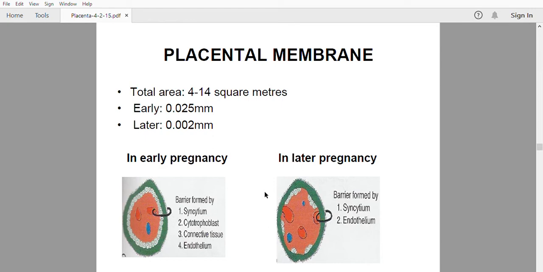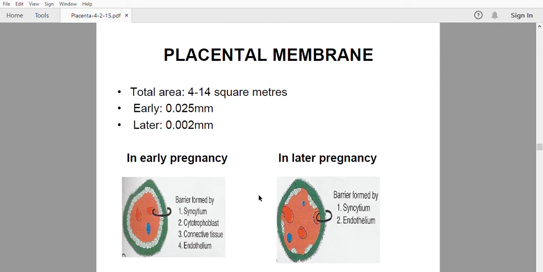Why is the placenta developing? In earlier stages of the pregnancy, that is up to the third month before the development of the placenta, the progesterone for the normal maintenance of pregnancy comes by means of the corpus luteum. So after the development of placenta, the placenta will produce the progesterone that will influence the maintenance of pregnancy.